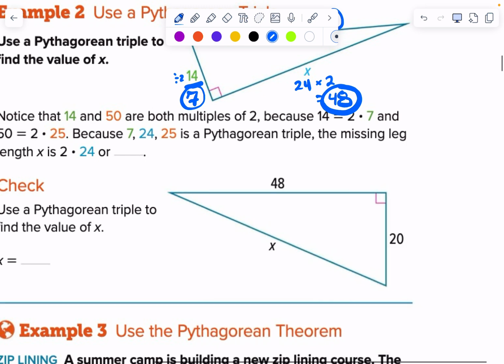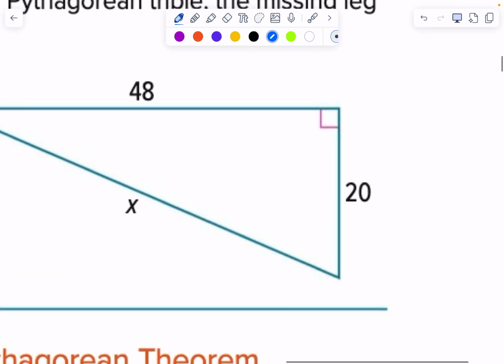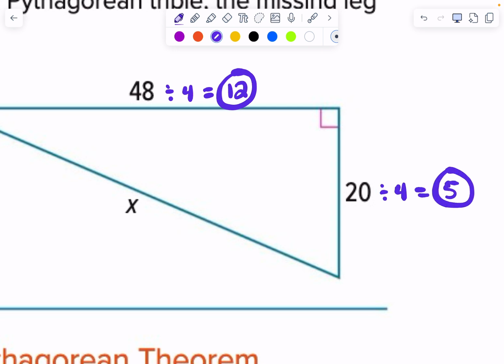I don't get it? You don't get it? Let's do the check right here. Okay, 48 and 20, what can you divide by? I'm going to divide bigger. 4, I like dividing by 4. That sounds good. If I divide 48 by 4, that is 12. If I divide 20 by 4, that is 5. This is a 5, 12, what? 13. But I have to multiply it by 4 to get back up to the number, and that is 52. So the hypotenuse is 52.